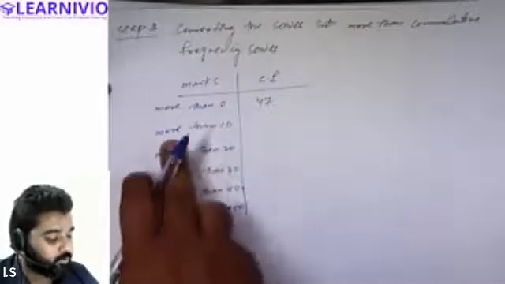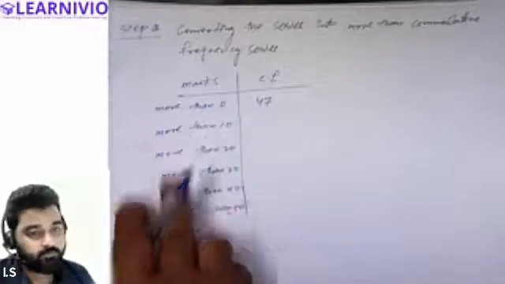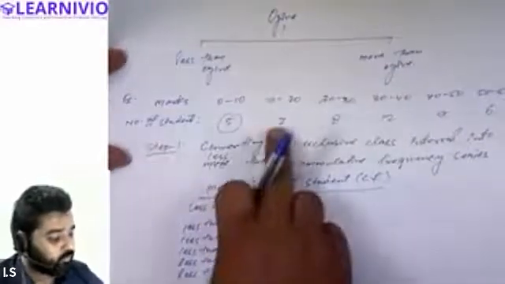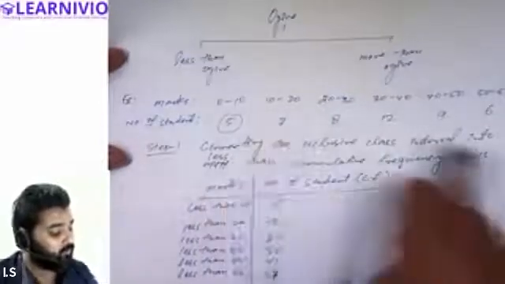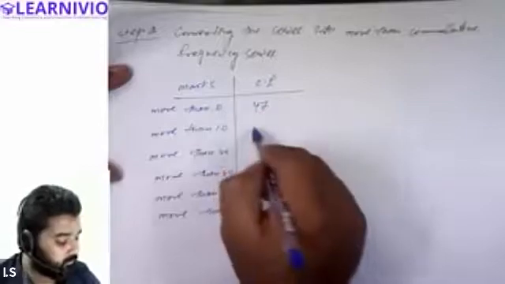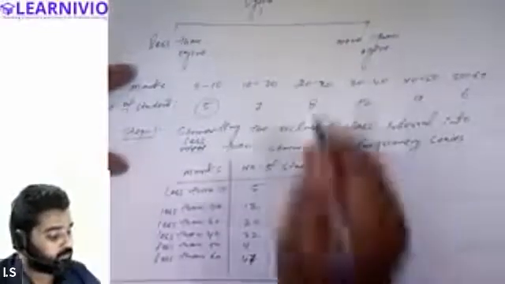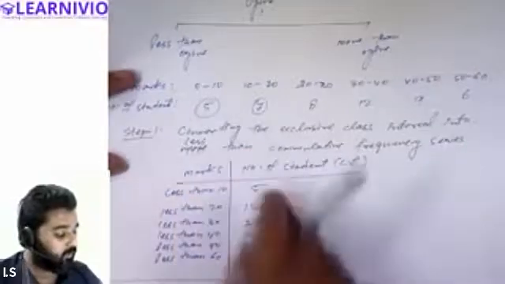Now we require students who have scored more than 10 only. That means we have to exclude this, because we require all those students who have scored more than 10. So we will reduce 5 out of 47. That means 42 students have scored more than 10. Next we require students who have scored more than 20. So we will exclude these two values and we will add only these.